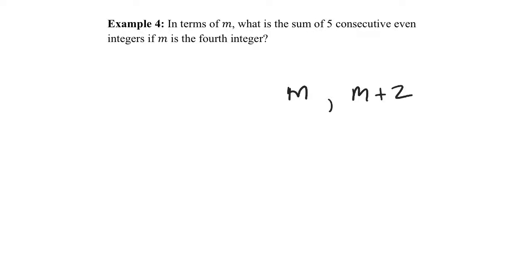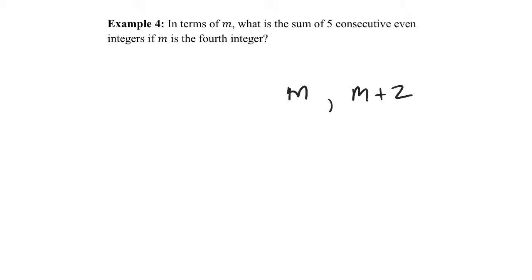They don't differ by 1 or 3. They differ by 2. Think about it: 1, 3, 5, 7, 9, 11. They go up by 2 every time. So whether m is odd or even, I'm still going to add 2 to it to get to the next consecutive odd or even integer, respectively.